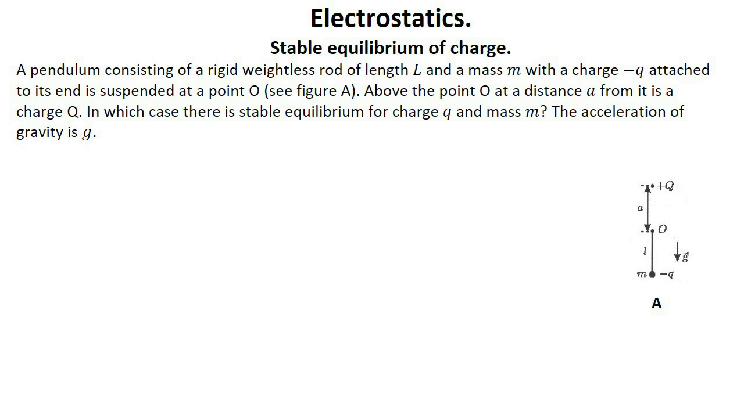Above the point O, at a distance a from it, is a charge big Q. In which case is there stable equilibrium for charge q and mass m? The acceleration of gravity is g.